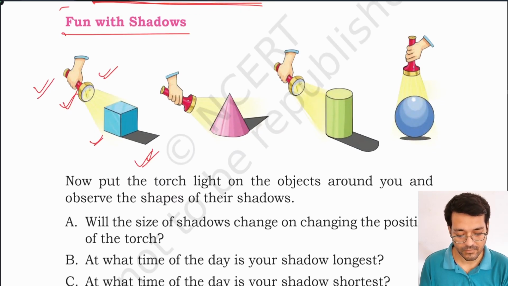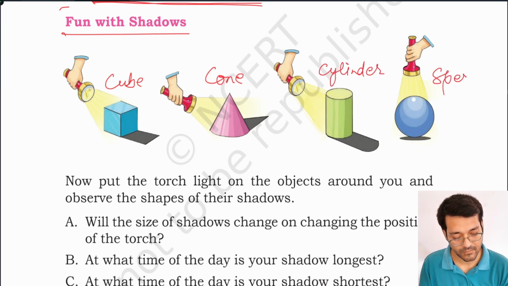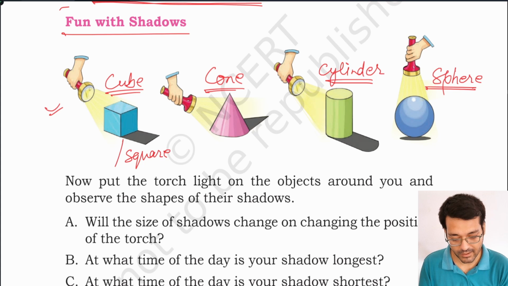Fun with shadows. You can see various objects here. In the last chapter we studied various shapes such as cube, cone, cylinder, and sphere. Let's see what their shadows are. If you throw a beam of light using a torch on the cube, you will get the shape of a square or rectangle, depending upon the angle. Here you will get the shape of a triangle.